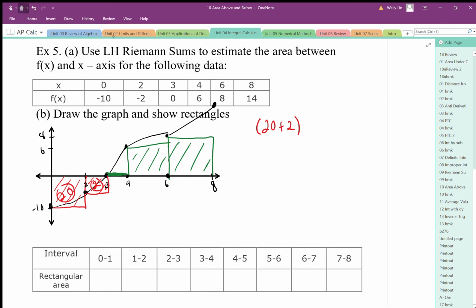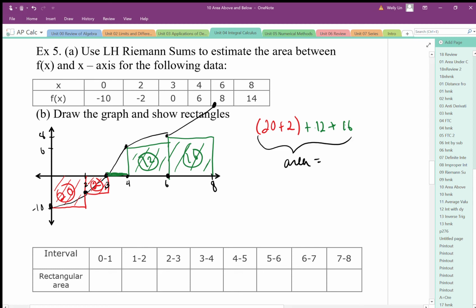Okay, but again, the difference here is we're talking about the area. So the area above is the width of 2 times the height of 6, so I've got an area of 12. And then this one's going to be a width of 2, height of 8, so it's an area of 16. So there is my total area. Okay, so if I talk about area, this being area equals, what's that going to be, 50?